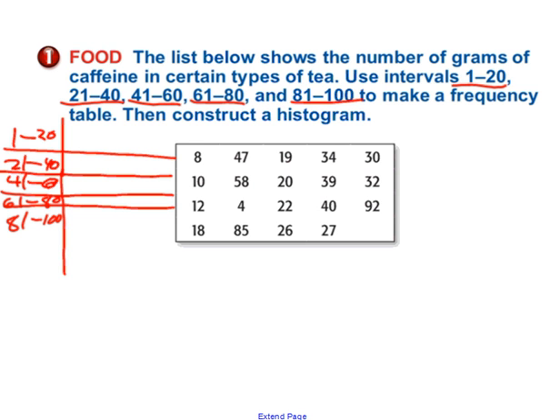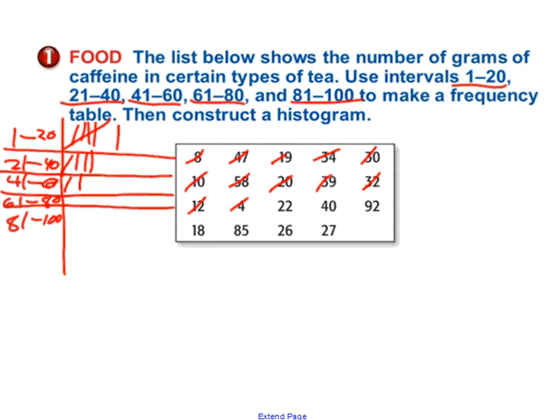So 8 falls into the first category. 47 falls into this category. 19 falls into the first category. 34 falls into the second category. 30 falls into the second category. 10 falls into the first category. So 58 falls into the third category. 20 into the first category. 39 falls into the second category. 32 also falls into that second category. 12 falls into the first category. That's number 5 in that category.